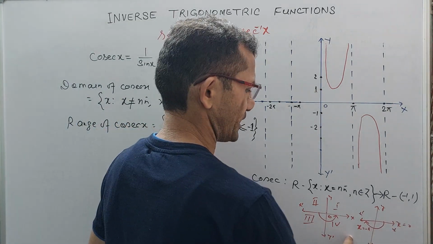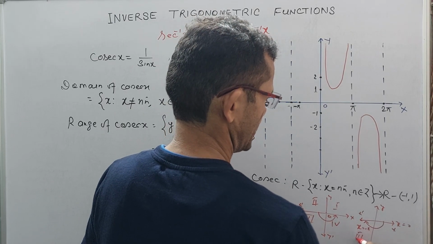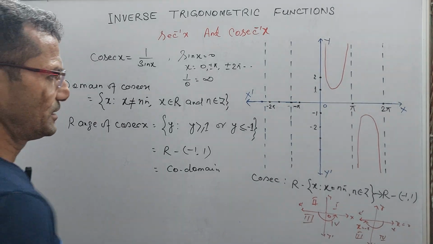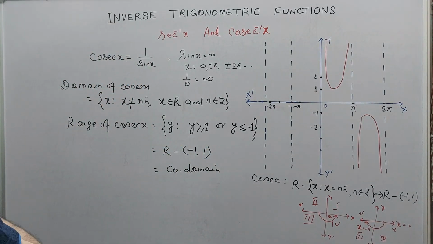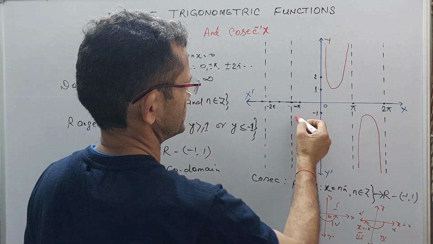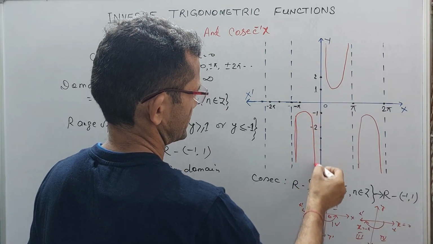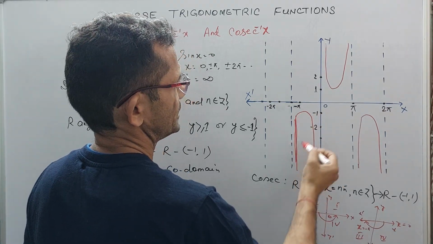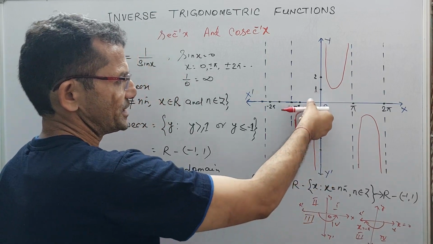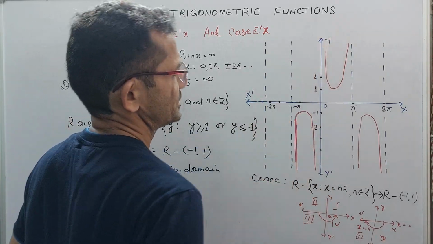So from 0 to minus pi, again we come in the third and fourth quadrant. This is the third quadrant, and we already know in the third and fourth quadrants cosec x will be negative. So again the graph will go from here like this. This is the graph. So it goes up to -1, from -1 to minus infinity. So along this one is minus infinity, along this one is plus infinity.